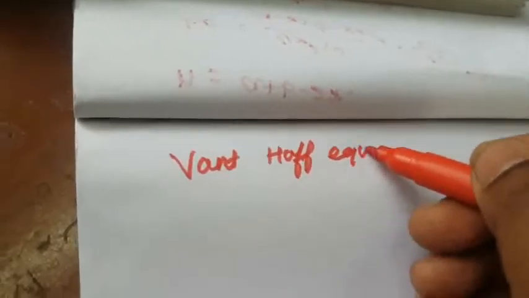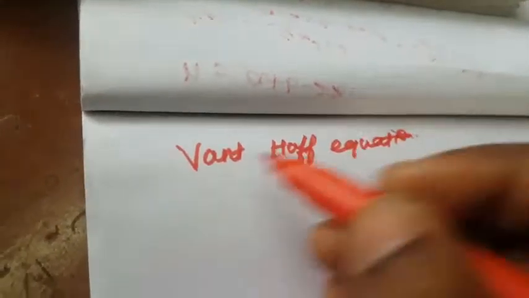So we already know that in this thermodynamics we studied one equation, delta G. What is meant by delta G? That is the Gibbs free energy. So what is the Van 't Hoff equation? The Van 't Hoff equation is also a very important derivation.